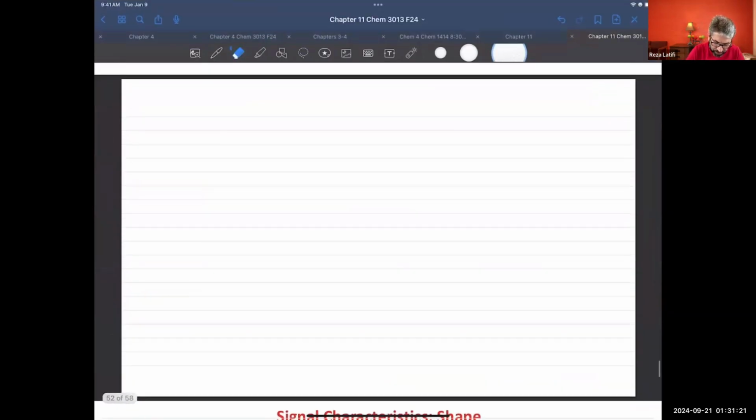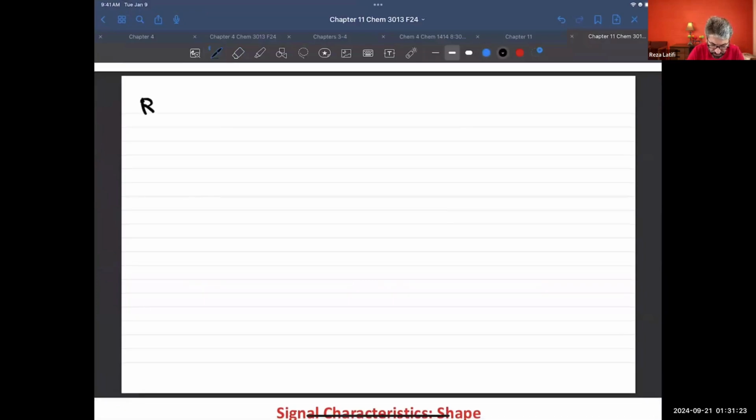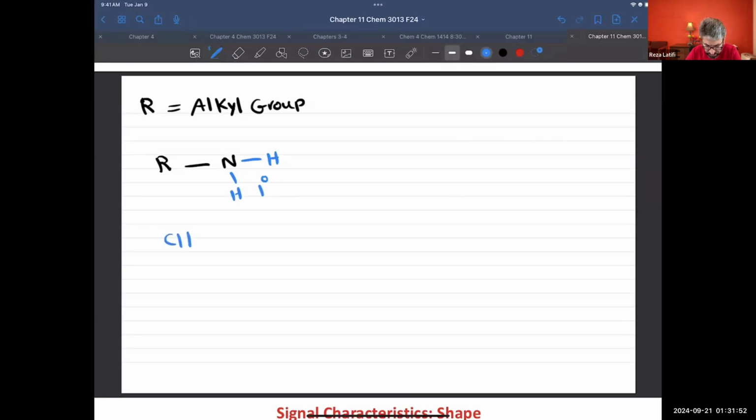Let's say you have R, and R is going to be the alkyl group. It can be anything. So let's say we have an R group attached to nitrogen, and nitrogen has two hydrogens. In that case, we say nitrogen will be primary, and you can show it by 1 and put the degree sign there. That's going to be a primary. One example for it would be CH3 and then NH2.